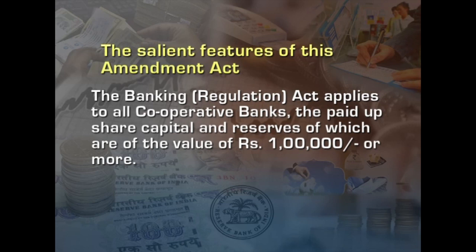The Banking Regulation Act applies to all cooperative banks, the paid up share capital and reserves of which are of the value of rupees 1 lakh or more. That means this Act does not apply to such cooperative banks, the paid up share capital and reserves of which are less than rupees 1 lakh. However, the provisions of the Act as applicable to the cooperative banks must be read as modified by Section 56 of the Banking Regulation Act, which contains exclusively provisions relating to cooperative societies.